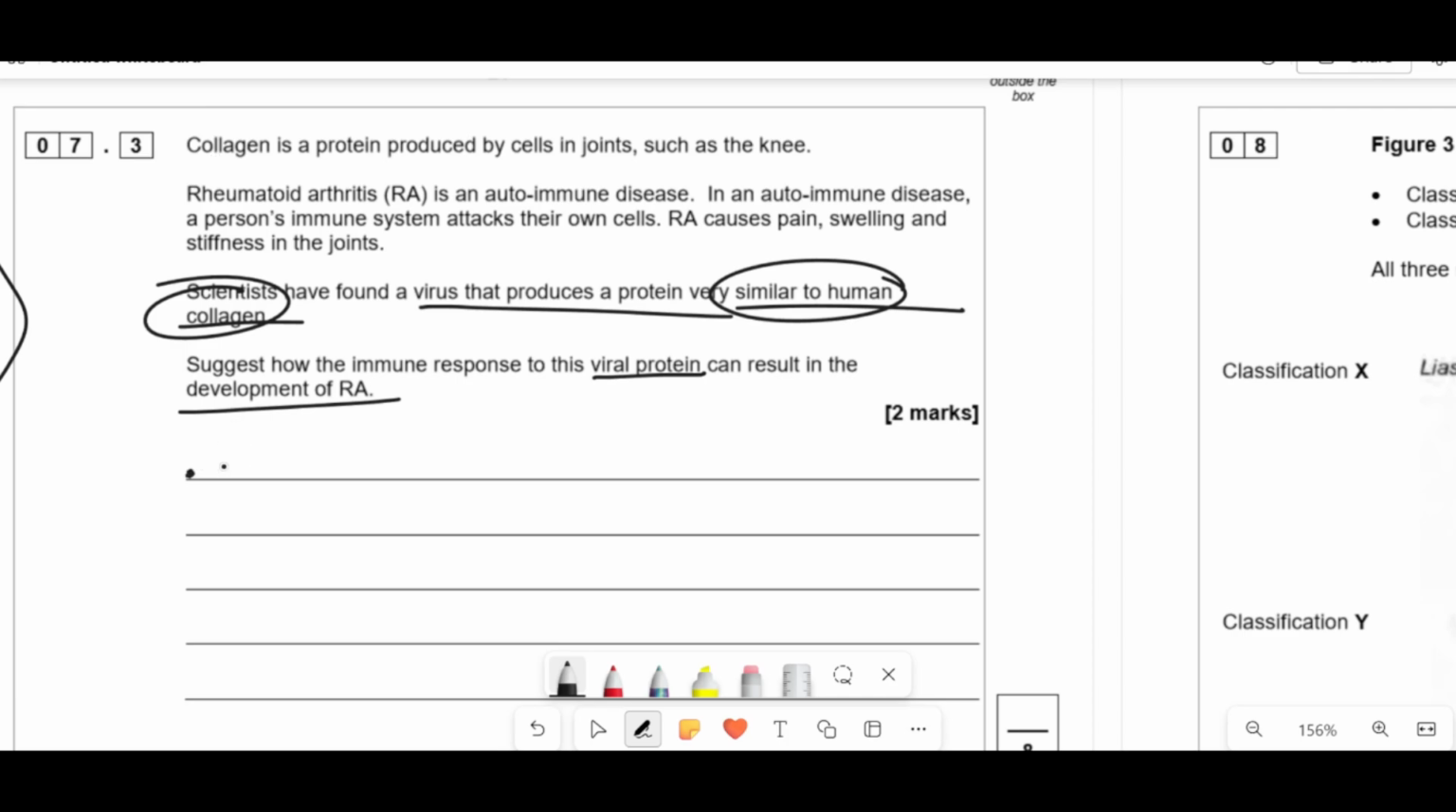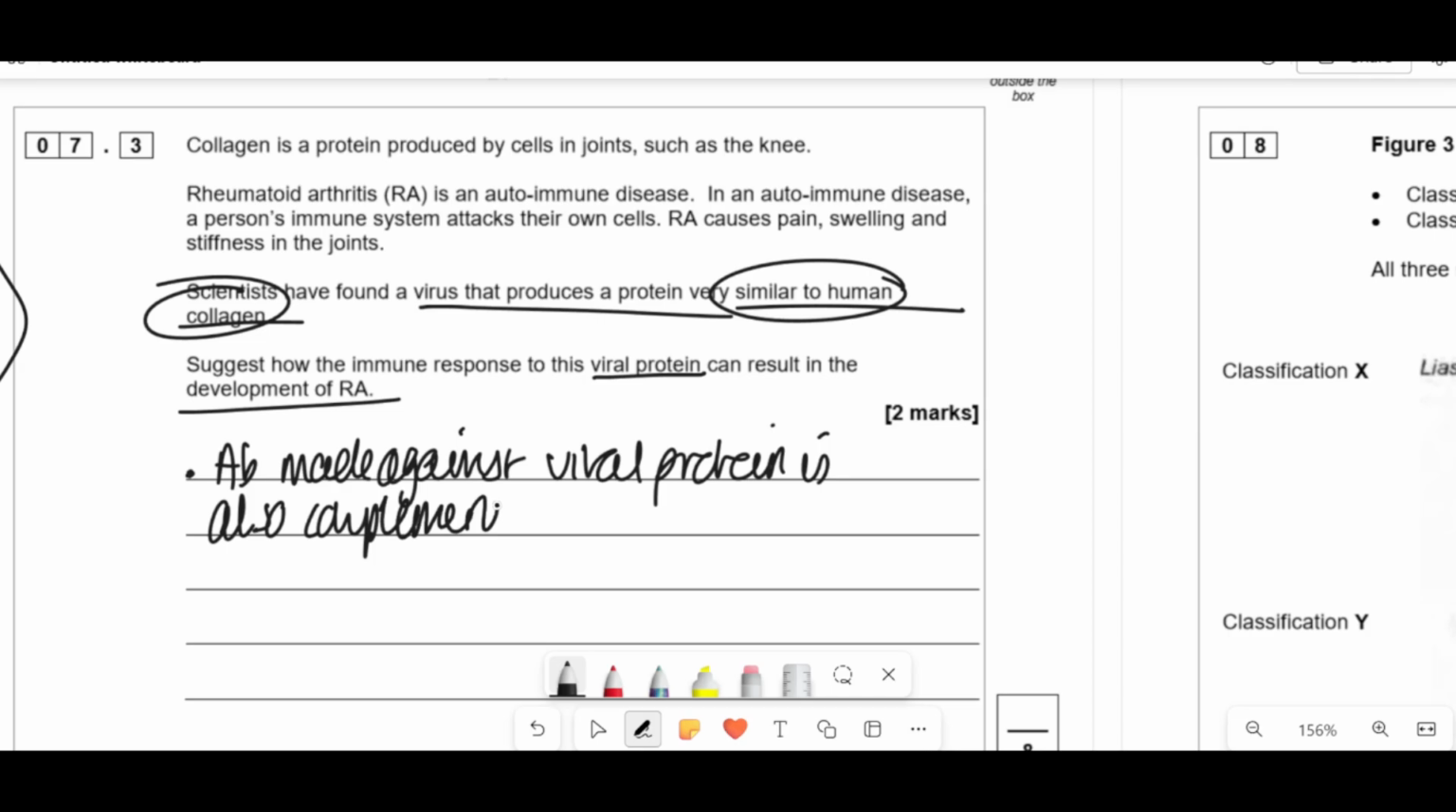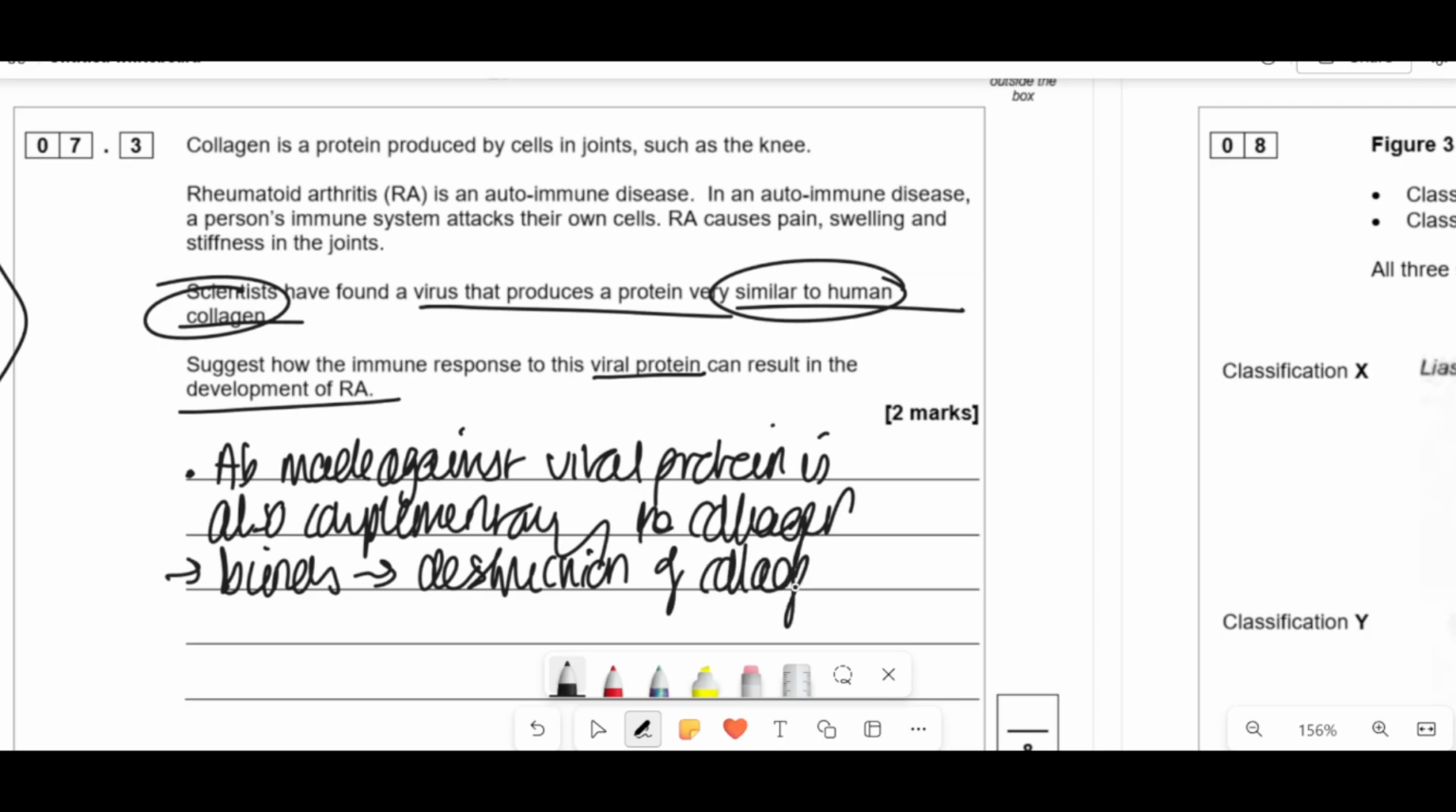So you will say the antibody made against this viral protein is also complementary to collagen. Therefore, it binds, which leads to destruction of collagen. You can't just say, oh, it attacks, so this and that. That's what the question's told you. You need to say how it's attacking and why, the similar part tells you that.